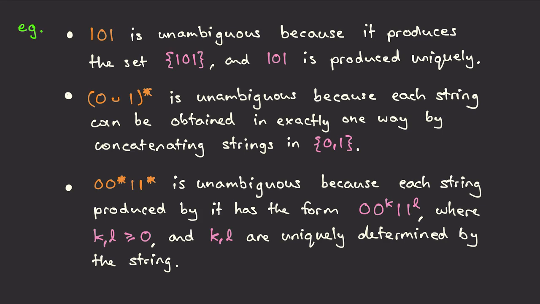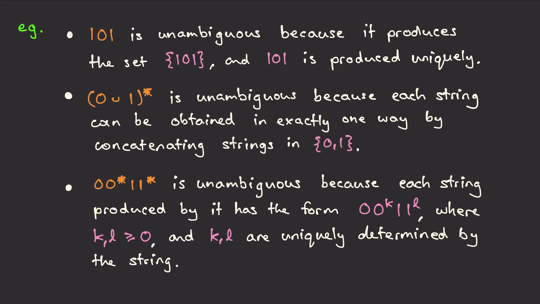If I gave you 5 zeros followed by 3 ones, you would have been forced to take 0, followed by a 0 to the power of 4, followed by a 1, followed by a 1 to the power of 2. Those numbers 4 and 2 are uniquely determined by the example I gave you, and they will be in any other similar example. This means that there's no string that can be produced in more than one way by this expression, so the expression is unambiguous.